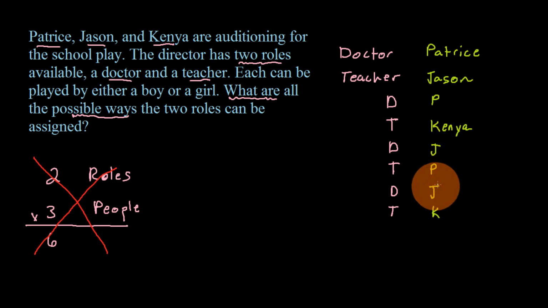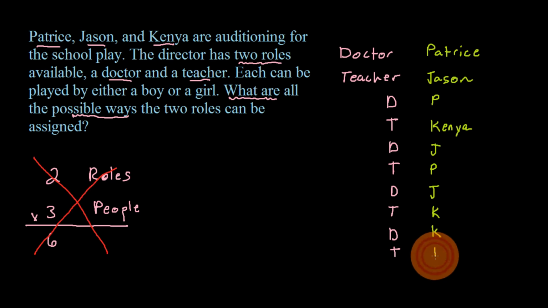Now Jason doesn't necessarily have to be the doctor either. So it's Kenya's turn to be the doctor. So I'm just going to make a note here. So we have doctor, teacher, and Kenya could be the doctor, while let's say Patrice is the teacher again. So Kenya could be the doctor and Patrice the teacher, or I could rewrite this again. So doctor and teacher, with Kenya being the doctor again, but Patrice isn't going to be the teacher. We're going to make a note that Jason is the teacher this time.